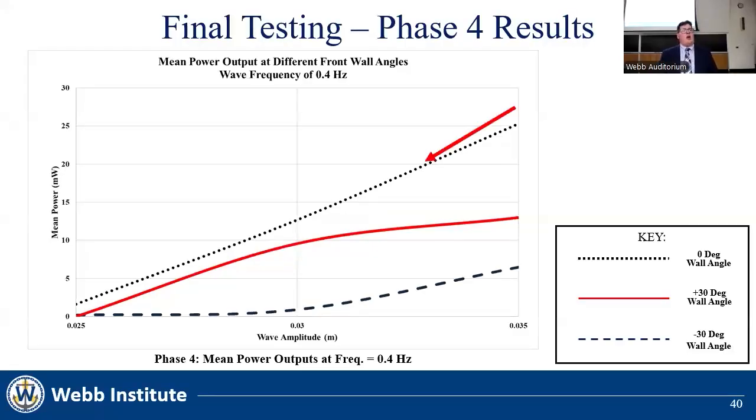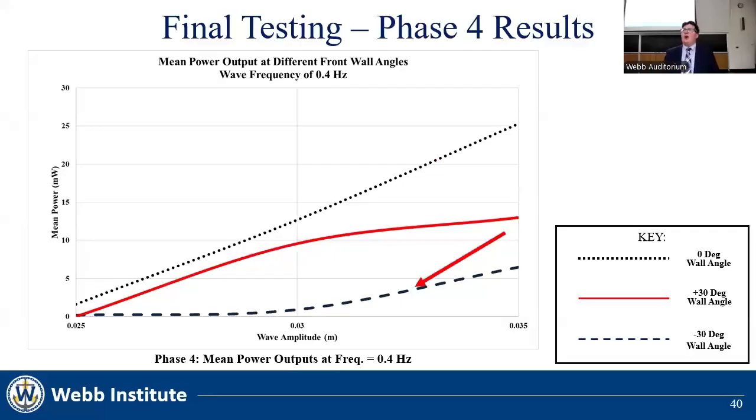The dotted black line corresponds to the 0-degree wall condition. The solid red line corresponds to the +30-degree wall condition, and the dashed blue line corresponds to the -30-degree wall condition. From this graph, it is then clear that of the three wall angles tested, the vertical wall at 0 degrees had the best system performance.